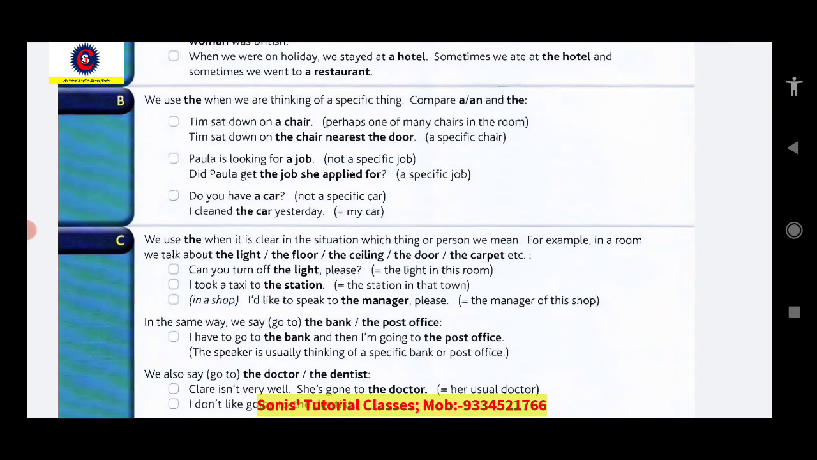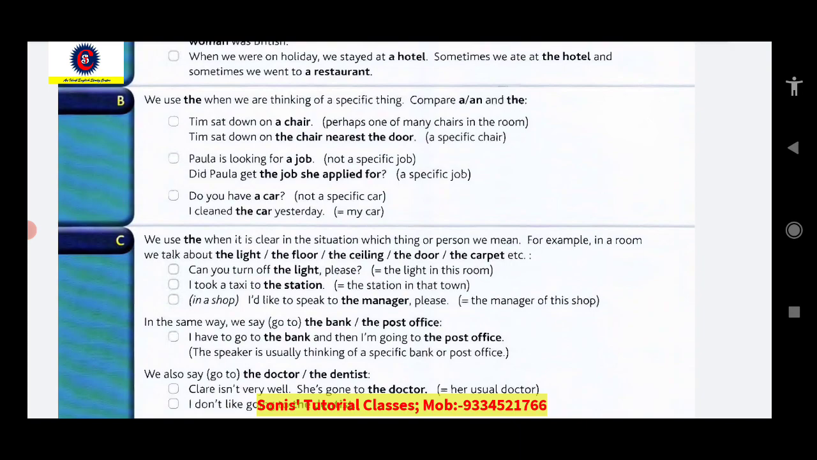Do you have a car? Do you have a car means what? Means any car, not any specific car. And when I say I cleaned the car yesterday, it means a specific car, that is my car. So we use the when it is clear in the situation which thing or person we mean.